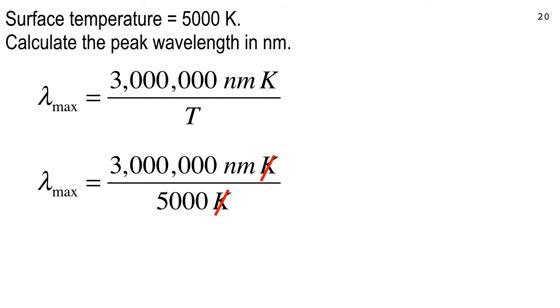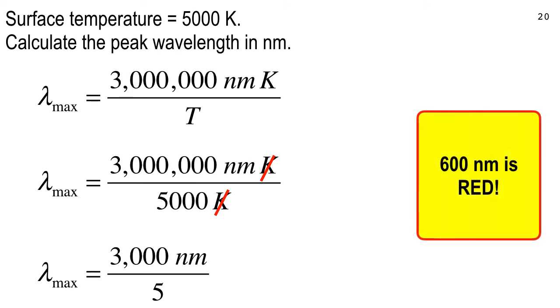Anyways, so you cancel kelvins, you get a bunch of nanometers. And then you know what I do? I cancel out 3 zeros top and bottom. Why not? So here's an even cinchier calculation to make. If you're doing it on pencil and paper, yeah, you can do this one. 3,000 divided by 5. And so, yeah, your answer is then 600 nanometers. And hey, you guys, that's right on the money.